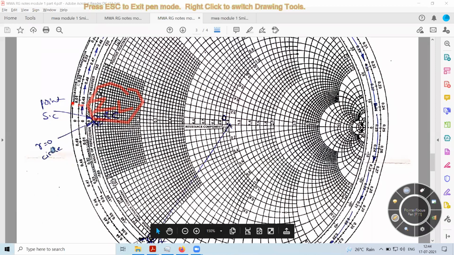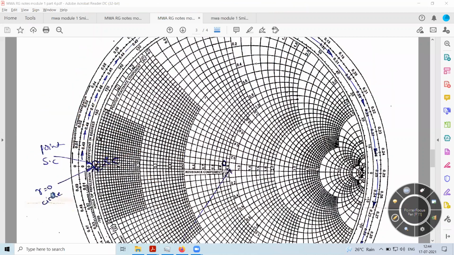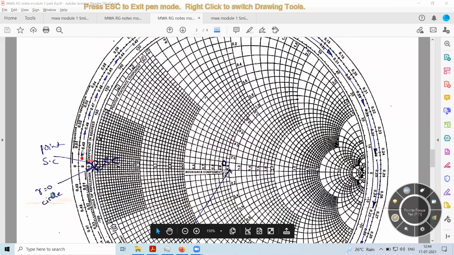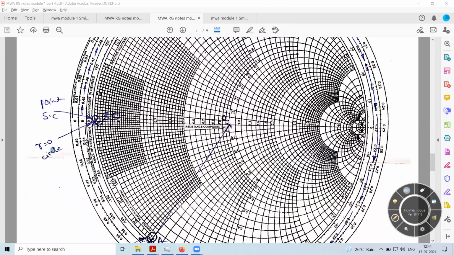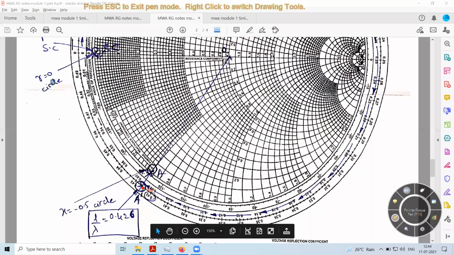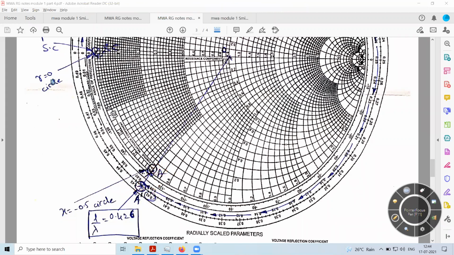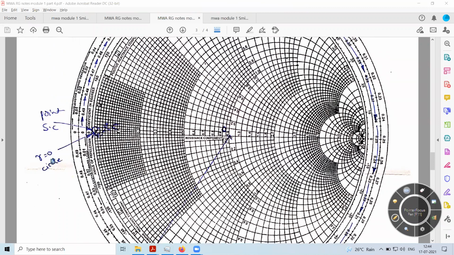So what is the direction I should follow? I should be following the clockwise direction. When I follow this clockwise direction, I'll be reaching the input point at this location. Now I need to read this distance value. How do I read it? I make use of the upper scale, wavelengths towards the generator.